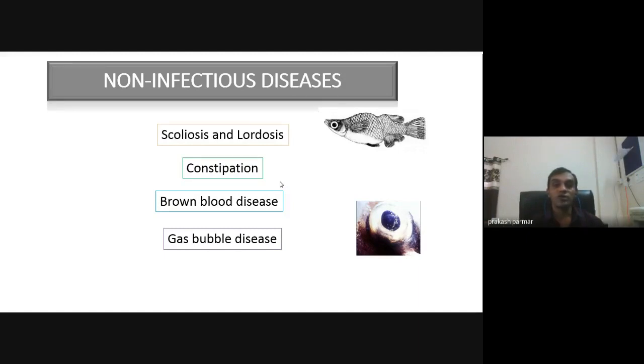Another one is known as brown blood disease, also known as methemoglobinemia or new tank syndrome. It's nitrite poisoning, so it's an environmental disease. Whenever nitrites are higher in the tank, brown blood disease occurs. Another one is gas bubble disease. When the accumulation of gases is higher, and the gas accumulated in the tissues of the body produces gas bubble disease. So all these diseases can be managed with environmental parameter management and proper nutrition, and vitamins can be used for the removal of this non-infectious type of diseases.